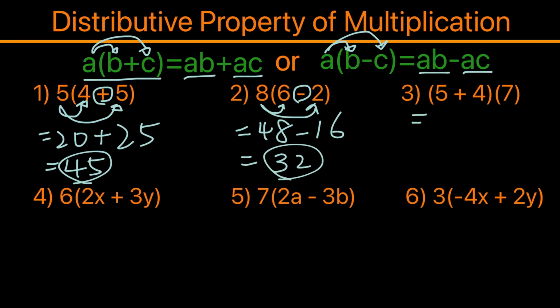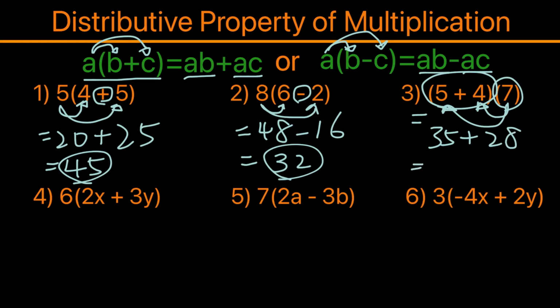Next, now we have an equation that is reversed, showing up the 7 and then 5 plus 4 like so. It works the same way where you're multiplying this direction. So 7 times 5 is 35, and then the addition, then 7 times 4 is 28. Then we have 35 plus 28, that equals 63.